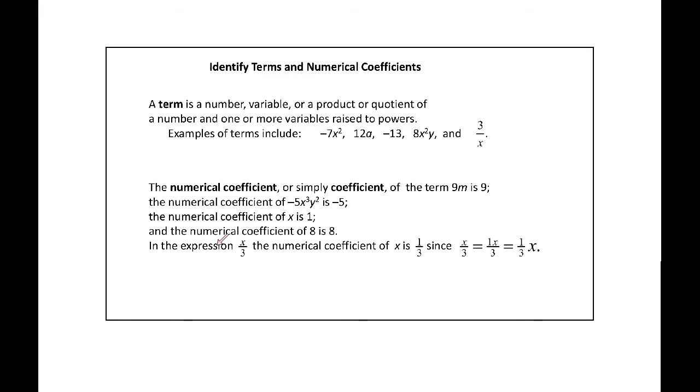In the expression x divided by 3, the numerical coefficient of x is 1/3, because x over 3 is equal to, I'll just rewrite this, 1x over 3, which, if you divide that, is 1/3 x. So the coefficient is 1/3.